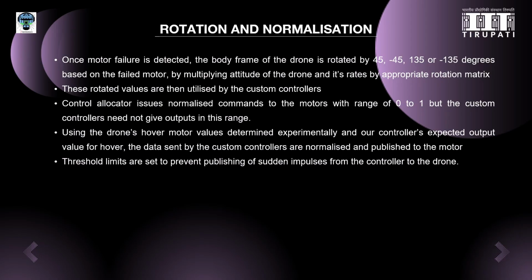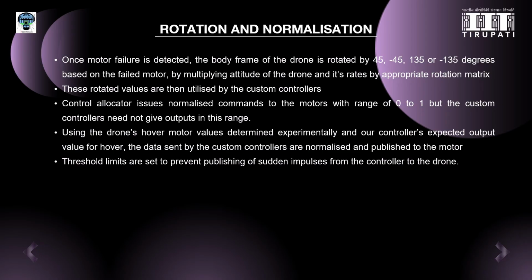So, after detecting a failure, we rotate the drone's body frame to simplify control. For example, if the front left motor fails, we rotate the coordinate axis by plus 45 degrees. If the front right fails, we rotate it by minus 45 degrees. And similarly 135 degrees or minus 135 degrees for rear failures. This realigns the two remaining working motors symmetrically around the new horizontal axis. In effect, the damaged quad becomes like a simple two-propeller helicopter tilted at an angle.